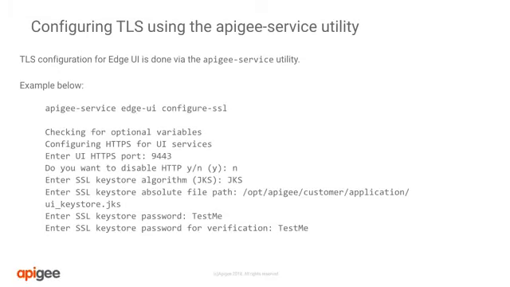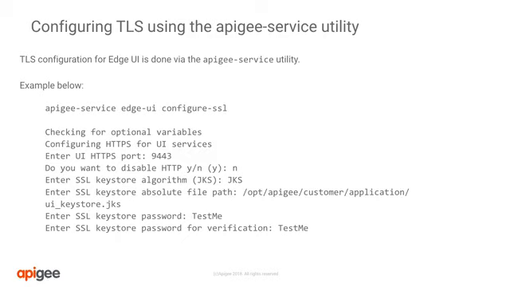In a change from using code with config, as in previous examples, for the Edge UI you can actually use the Apigee Service utility. The utility is called, passing it Edge UI and configure SSL as arguments. The utility will then run some internal checks and then prompts you through the configuration process.